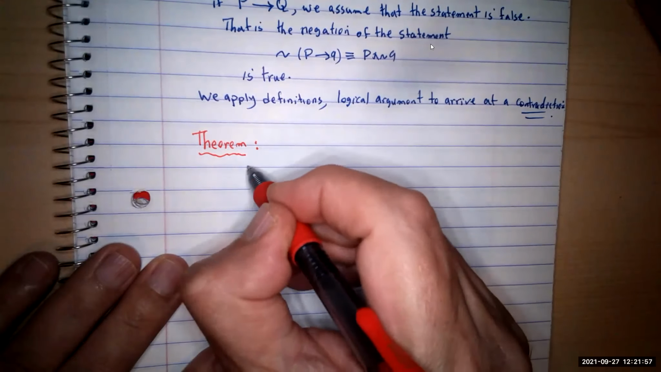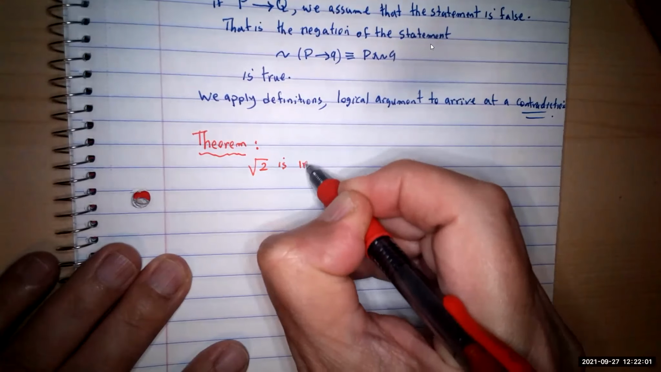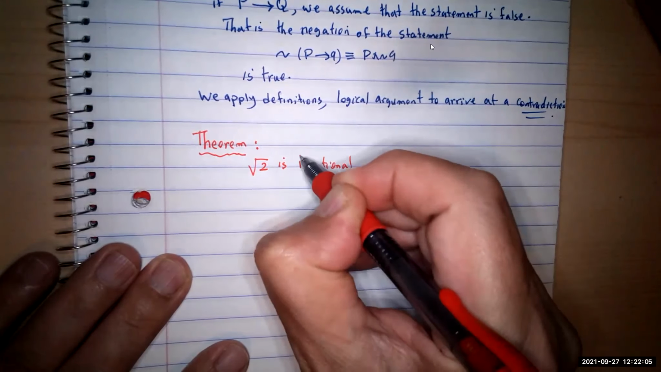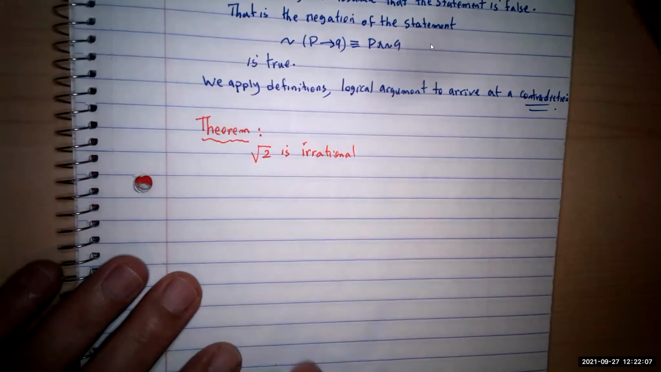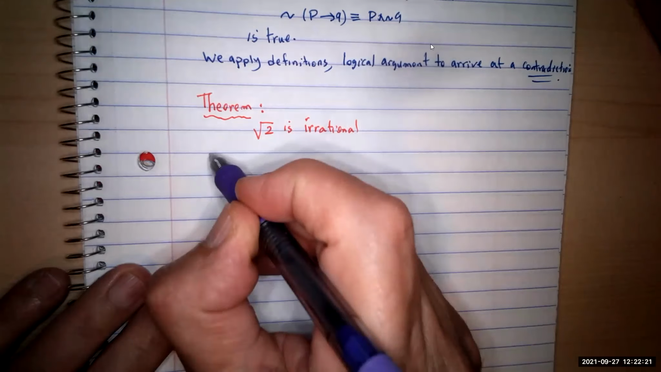Radical 2 is irrational. So I prove this one, then you can use radical 2, radical 3, radical 5. They are going to be irrational numbers. The proof is interesting. It's part of the history of this subject. So let's prove it and see how we're going to do it in example 1.